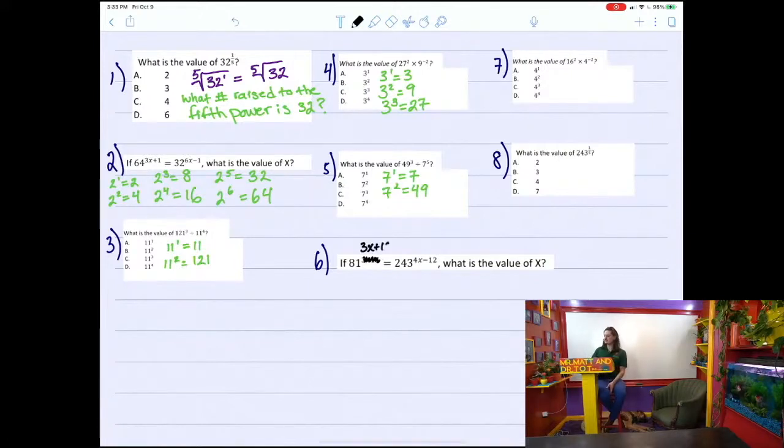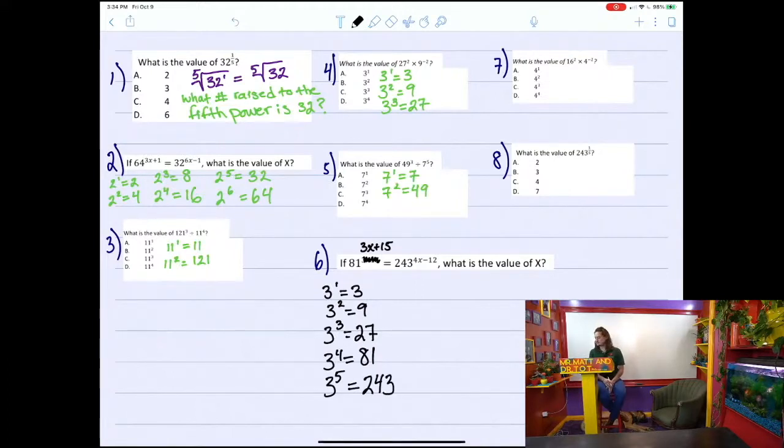So if that's the case, then recognize that 3 to the first power is 3, 3 squared is 9, 3 cubed is 27, 3 to the 4th power would be 81, 3 to the 5th power is 243. So you can rewrite and then solve that way. Number 7, what's the value of 16 squared times 4 to the negative 2? So 2 to the 1st is 2, 2 squared is 4, 2 to the 3rd is 8, 2 to the 4th is 16.